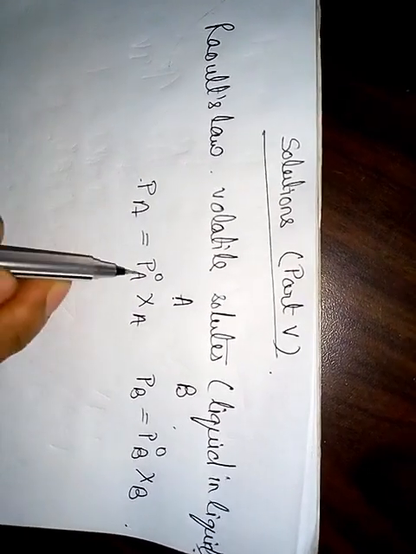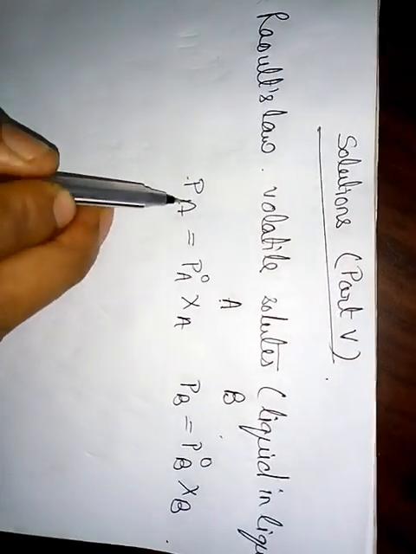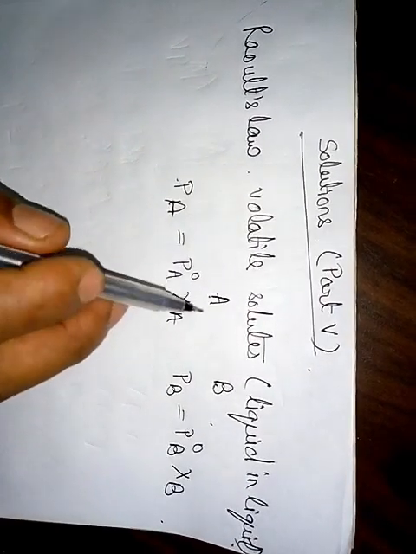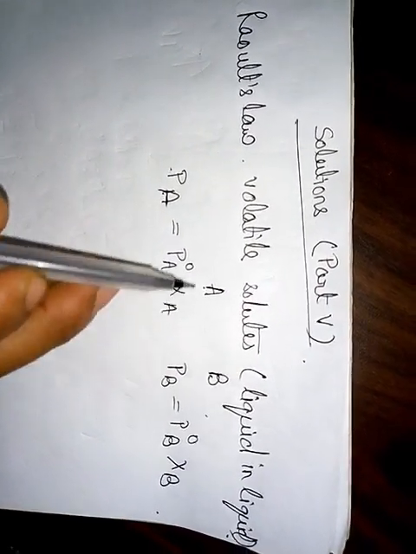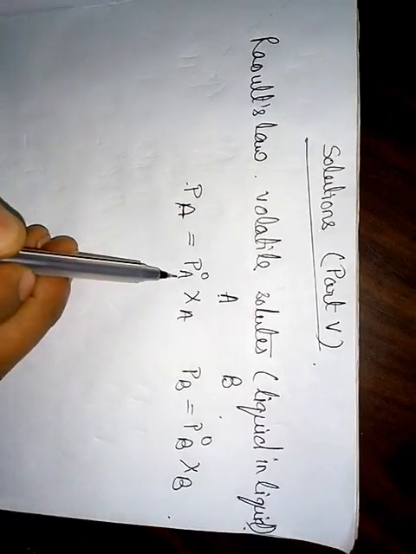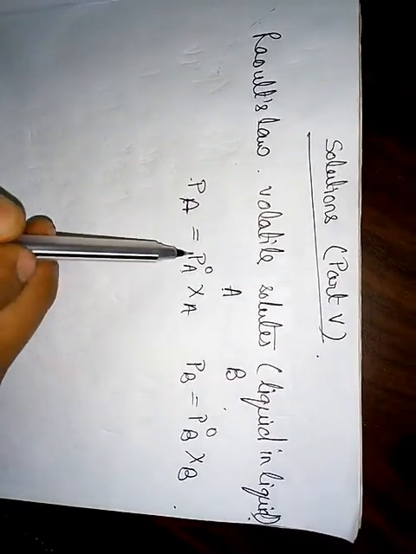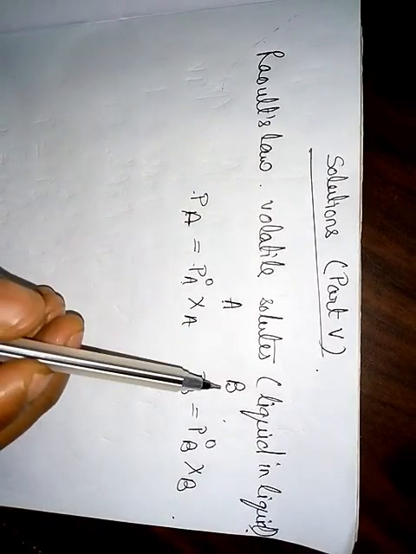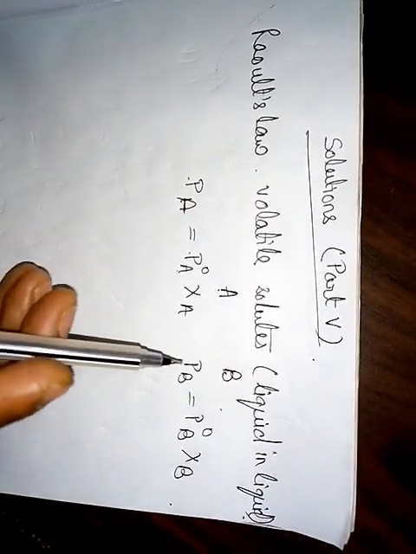Now what is PA? What is P naught A? PA is the partial pressure of the component A in the solution. That is when A and B are together in the solution. What is P naught A? The partial pressure of component A when it is not in combination with B, that is, in pure form.